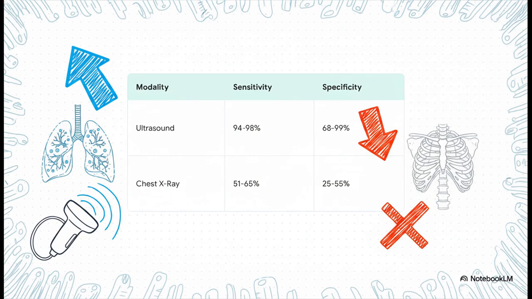The data from Martindale and colleagues on this is just staggering. When we're trying to diagnose pulmonary edema, a traditional chest X-ray gives us a sensitivity somewhere around 51 to 65%. Honestly, not great. But ultrasound? It jumps to a 94 to 98% sensitivity, with specificity hitting up to 99%. It absolutely crushes the traditional chest X-ray. For identifying pulmonary edema quickly and accurately, ultrasound is without a doubt the superior modality.